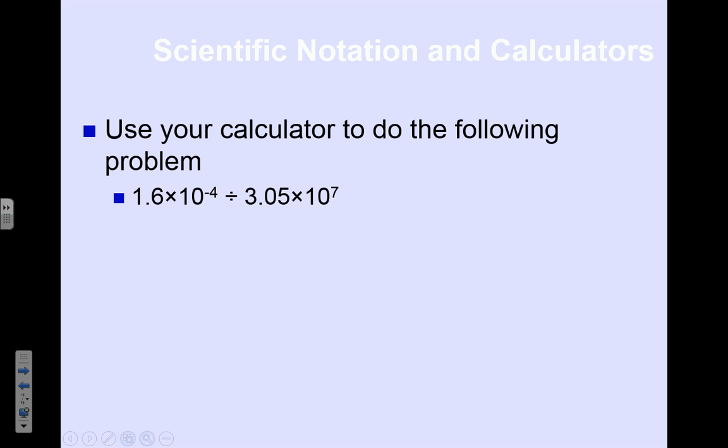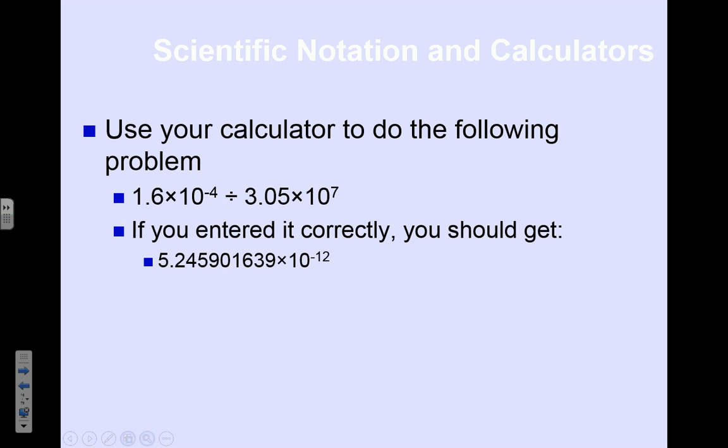And then you're going to hit divide. So divide by 3.05 times 10 to the 7th, which means you'll hit divide and then 3.05, your EE key, and then 7. When you hit equals, if you've plugged them in appropriately, no matter what calculator you're using, you should get a number that looks like this. Now, depending on how many displays decimal you have, you're going to get a slightly larger or slightly smaller number than this, but you should be able to get 5.2459 times 10 to the negative 12.